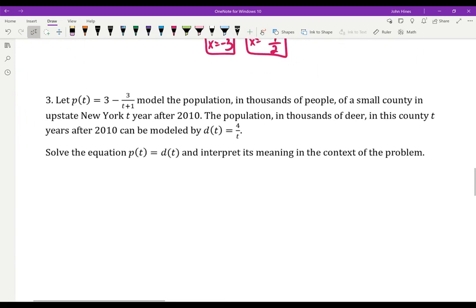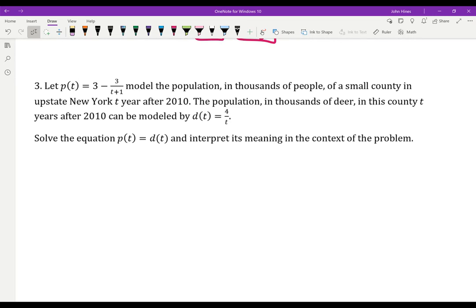All right, last thing here. Let P of T model the population in thousands of people in a small county in upstate New York, T years after 2010, and the population in thousands of deer in this county, T years after 2010, is this function. Solve the equation P of T equals D of T.